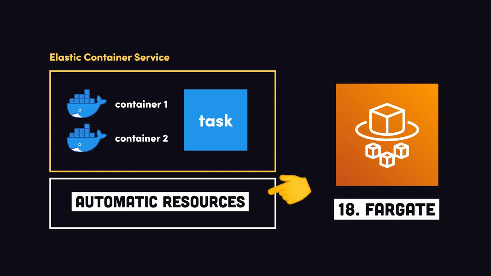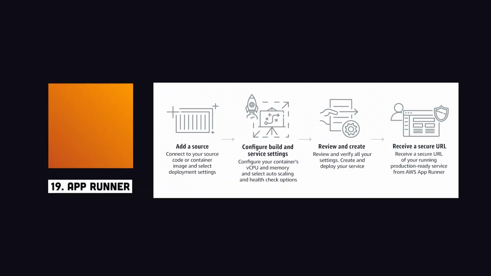But if you're building an application and already have it containerized, the easiest way to deploy it to AWS is App Runner. This is a new product in 2021 where you simply point it to a container image while it handles all of the orchestration and scaling behind the scenes.